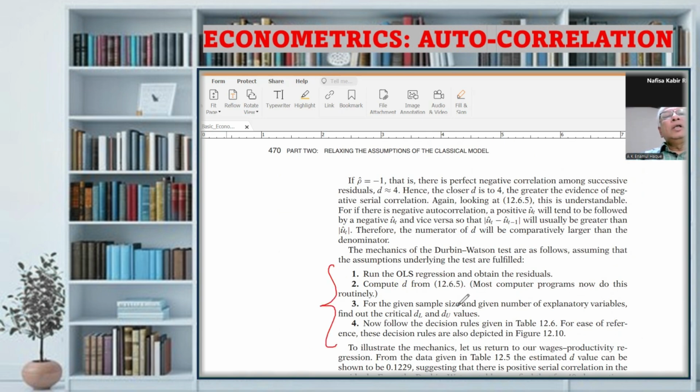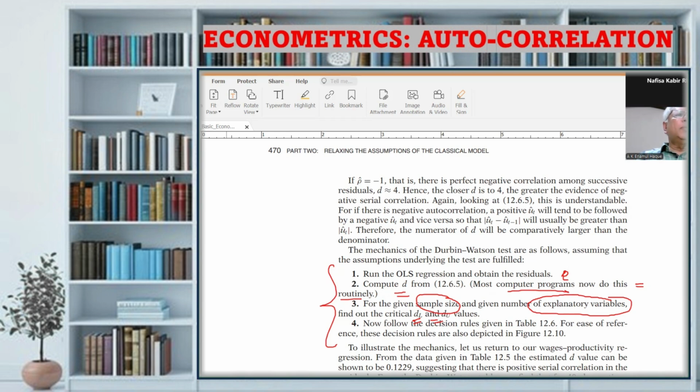4 steps. They say run OLS, obtain the residuals, which is E. Remember E. Then you compute D. Most computer programs now do this routinely. So remember, Stata has a command that will give you D. Now, given the sample size, remember your own sample size, given the number of explanatory variables, how many X's you are using, you can find dU and dL from the appendix of the book. And that basically gives you a test whether the model has autocorrelation or not.